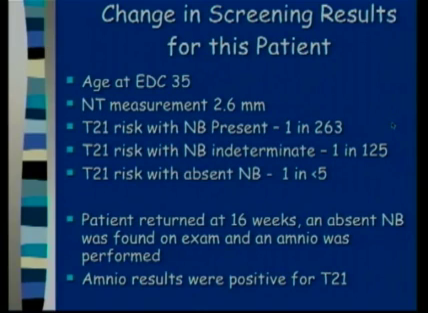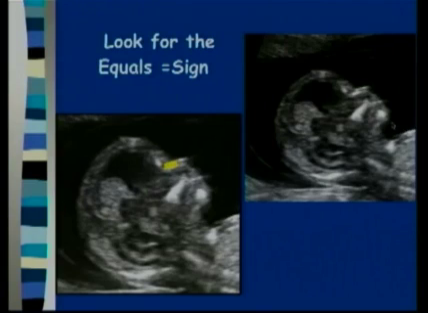She returned at 16 weeks. An absent nasal bone was found. She had an amniocentesis, and she had trisomy 21. Now, what can I tell you? The nasal bone should look like an equal sign. Notice the nasal bone in contrast to the skin.